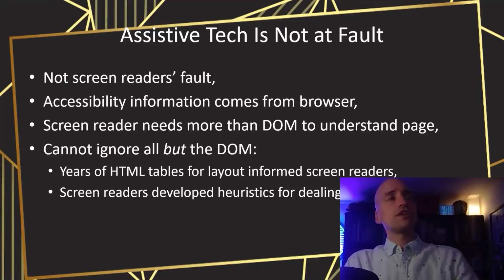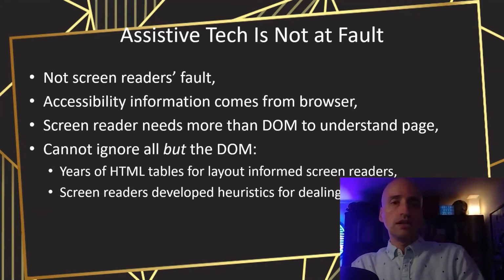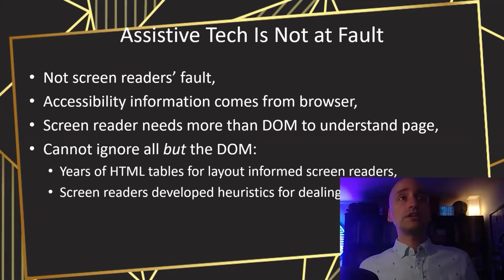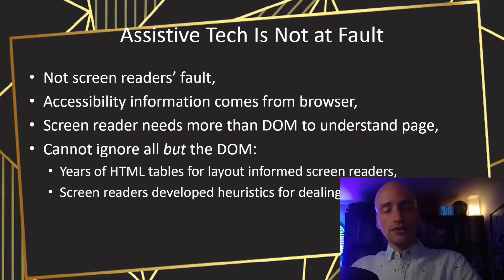I want to note first that this is not assistive technology's fault. Screen readers didn't mess this up. The accessibility information comes from the browser. The screen reader needs more than the DOM to understand the page, so it gets some of that from the accessibility tree. Years of misuse of tables meant that screen readers had to apply their own heuristics, and doing so meant that they had to deal with tables a little bit differently. I continue to use tables as my proxy because they have this long and painful history associated with them.